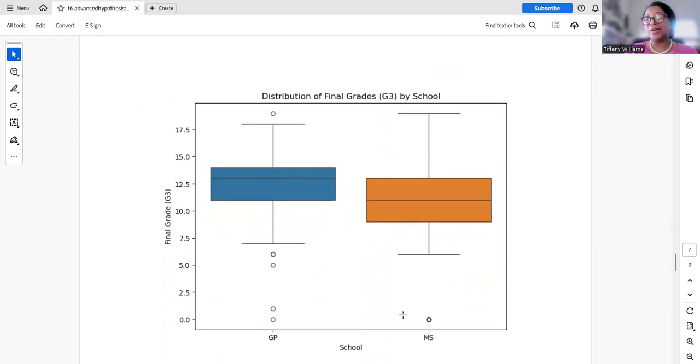So this is how we're doing comparison of multiple means using the Mann-Whitney test.